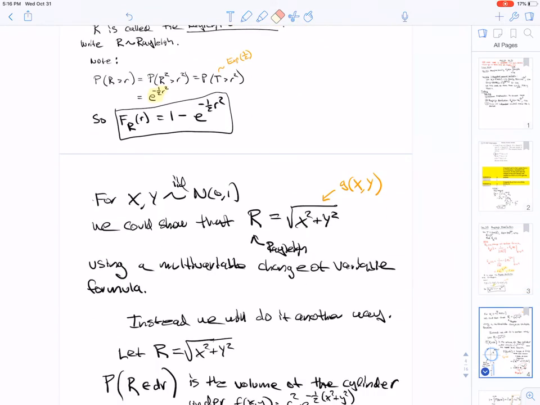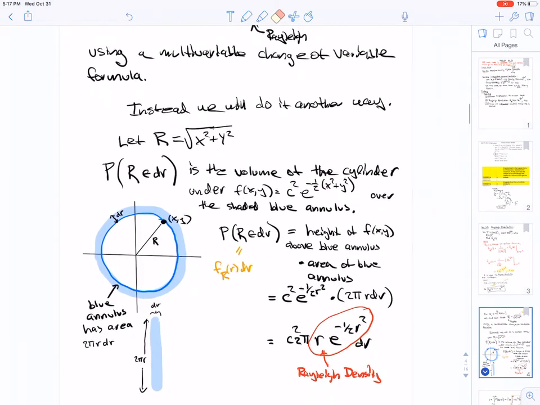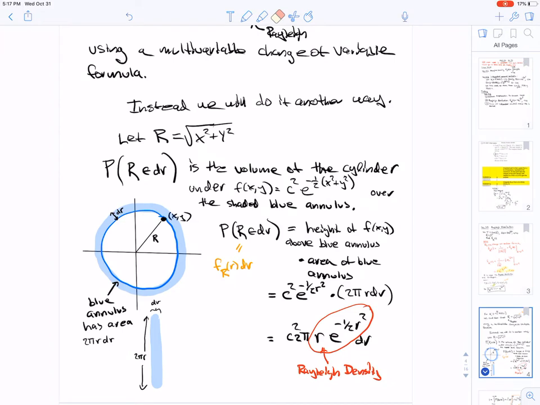Now, if X and Y are IID standard normal, what's also true is that the Rayleigh distribution is the square root of X squared plus Y squared. This is something that you could show using a multivariate change of variable formula. Here, our transformation G is of two variables, X and Y, but we're not going to do it that way. Instead, we're going to just look at this geometrically.